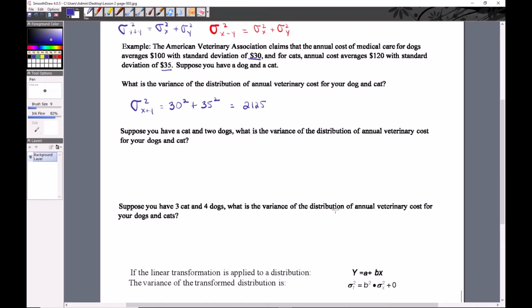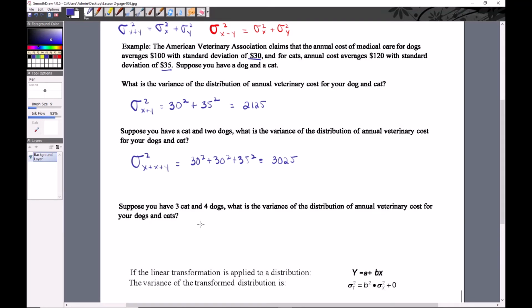So suppose you have a cat and 2 dogs. Let's get the variance for that. That'll be the variance of 1 dog plus another dog plus a cat. So that'll be 30 squared plus 30 squared plus 35 squared, and that'll give you 3,025. Again, that's in square dollars. If we want to get back into regular dollars, take the square root of it to get standard deviation.